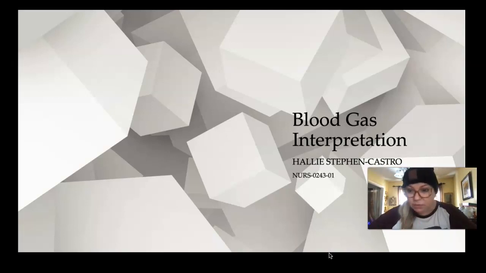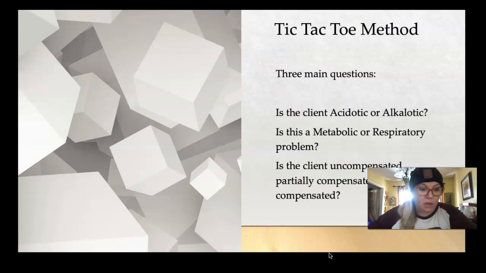All right, so let's jump into blood gas interpretation. I use the tic-tac-toe method. It's how I was trained, and they do have the ROME method, and there's a couple of other methods, but I find that the tic-tac-toe method is the easiest. If you have already learned blood gases and have learned another avenue, then you don't have to listen to me. If you have your own way of doing it and it works, knock yourself out.